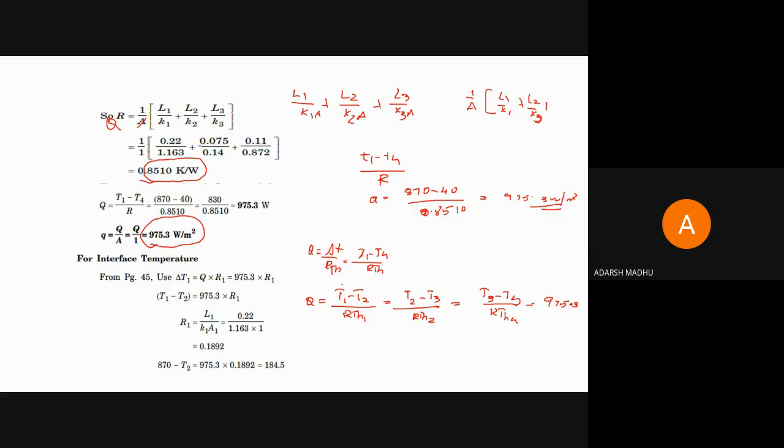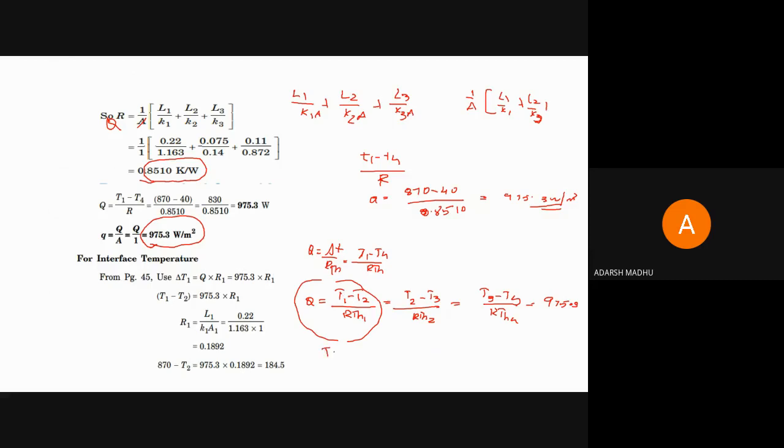So just take this equation, Q equal to T1 minus T2 by RTh. The only unknown quantity in this equation is T2, right? T1 is given, RTh is found, that is L1 by K1 for the first part, 0.22 by 1.163, and Q is got as 975.3 watt per meter square. T1 is given as 870 degrees Celsius. So the unknown quantity here is T2.